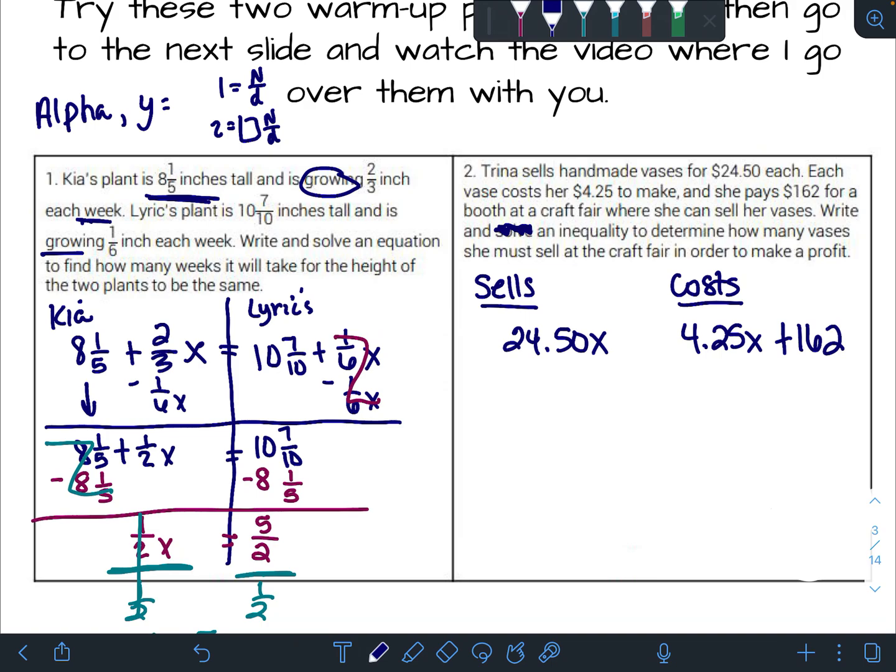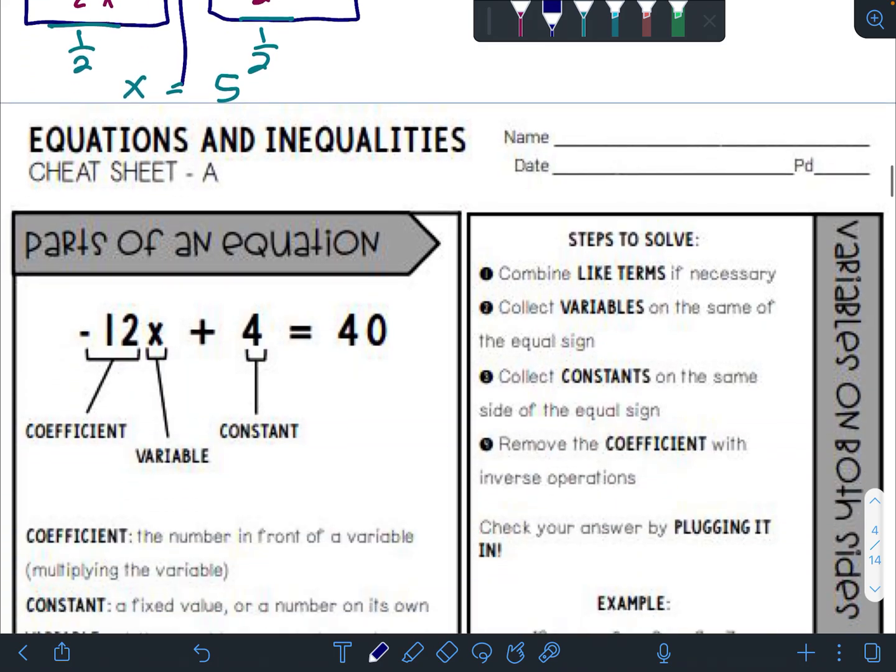So for her to have a profit, that means she has to sell more than she pays. So I know that this has to be greater. So your final inequality that you would write would just be this right here. And that's it. So let's look at our notes on here.